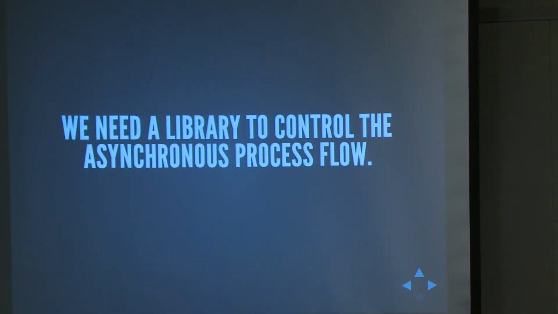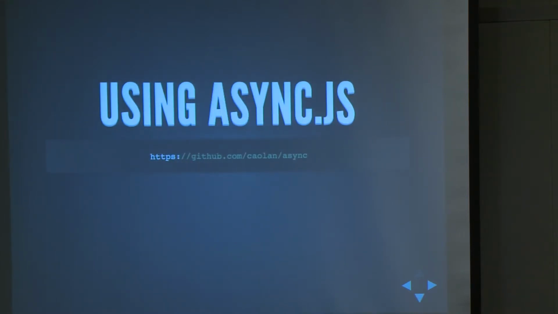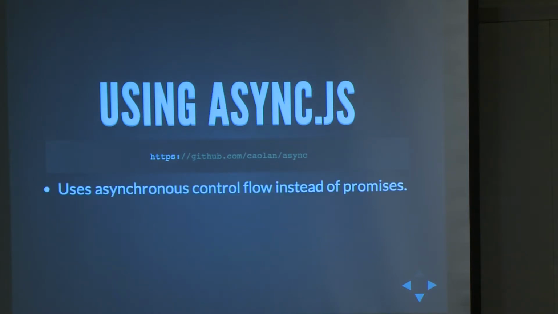Well, to fix this, we need a library to control the asynchronous process flow. And this is where using Node.js starts to really come to light on the power of this, because we can utilize existing libraries in Node, leverage them to make our lives much easier. The library I'm going to talk about today is called async.series. You can go to GitHub to find it. What this does is it uses asynchronous control flow instead of promises. So you really have the power to do what you want, and you really know about it.